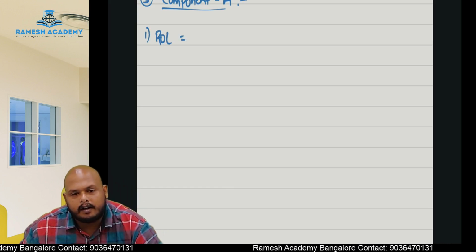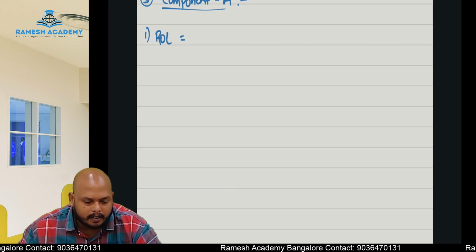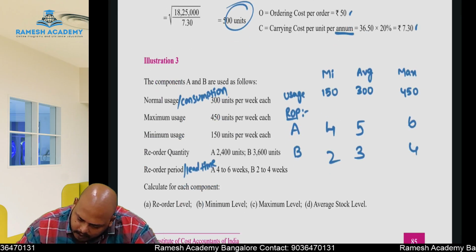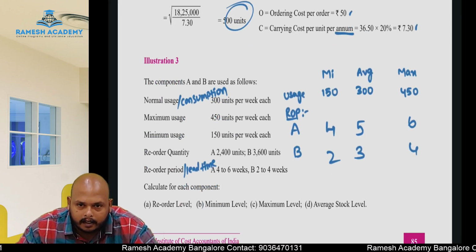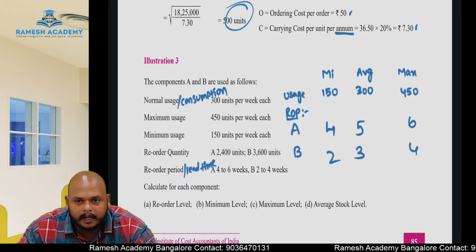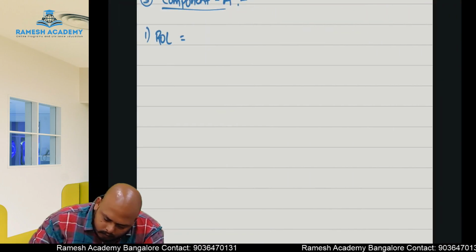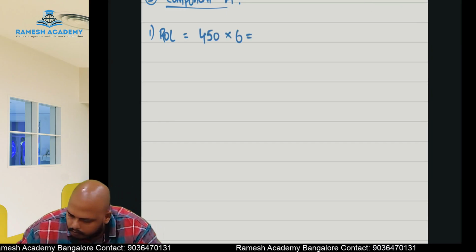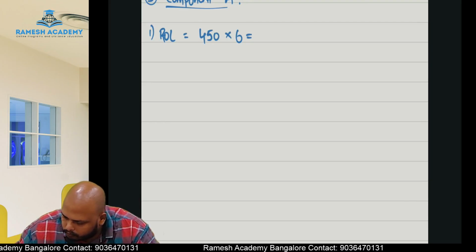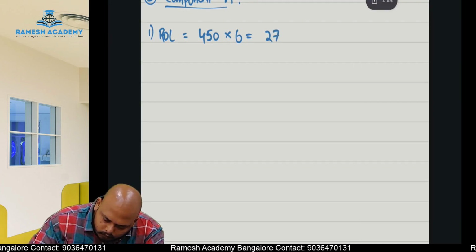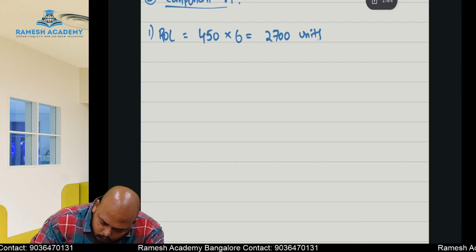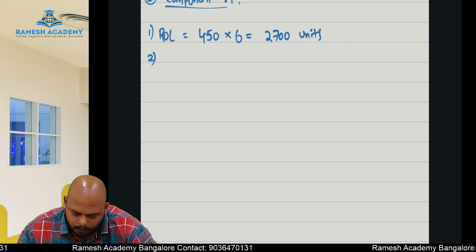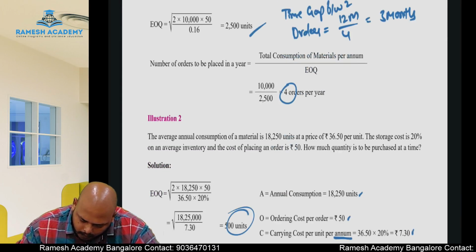Reorder level is equal to maximum consumption into maximum lead time. What is the maximum consumption they gave? 450. And for component A, what is the maximum period? 6. So 450 into 6. Reorder level is equal to 2700 units.